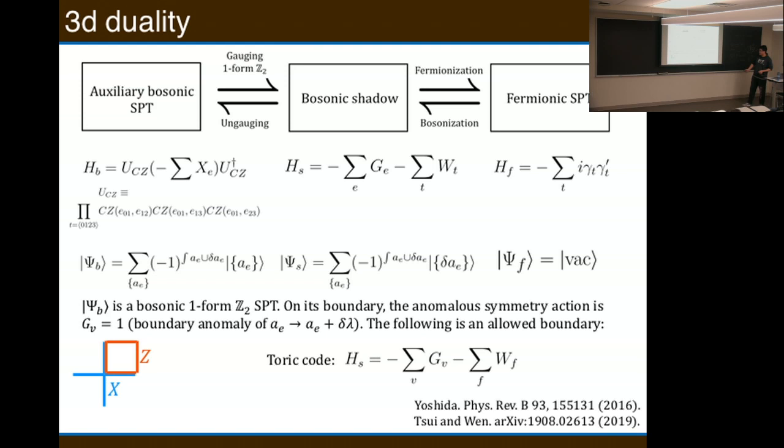So this is the one-form Z2 SPT, and on a boundary, we can calculate the symmetry of the boundary. If the manifold is closed, this stays invariant under the symmetry. But if there's a boundary, there's some boundary anomalous symmetry. So we can plug in the symmetry action to see what the effective action on the boundary is. It turns out that on the boundary, it is required to equal 1. Which means on the boundary of this SPT state, we can get a toric code state, which is consistent with the results in these two papers.